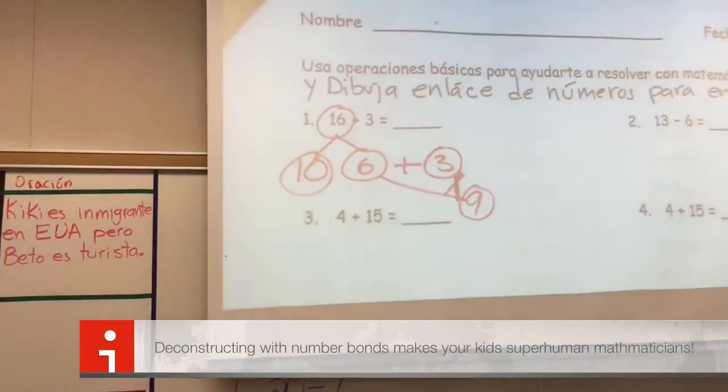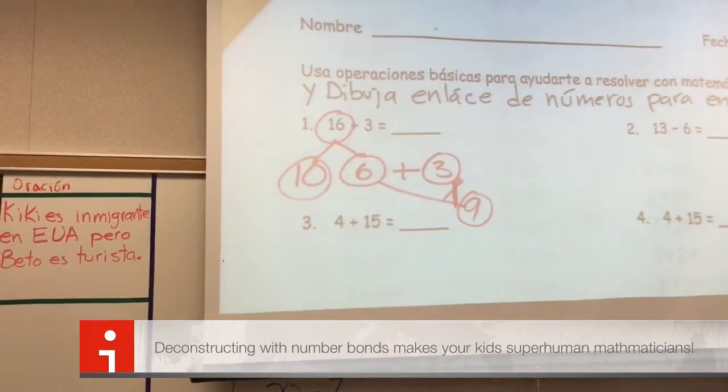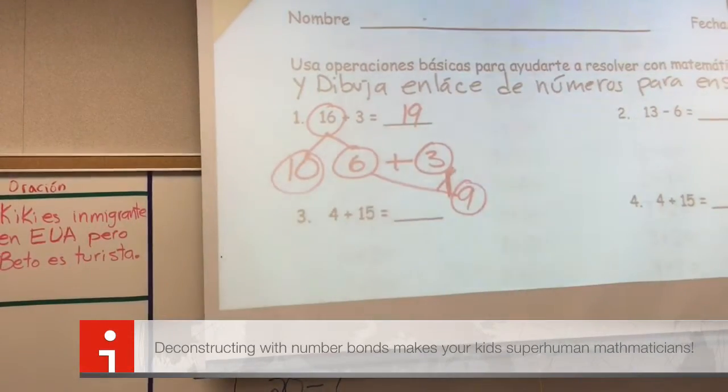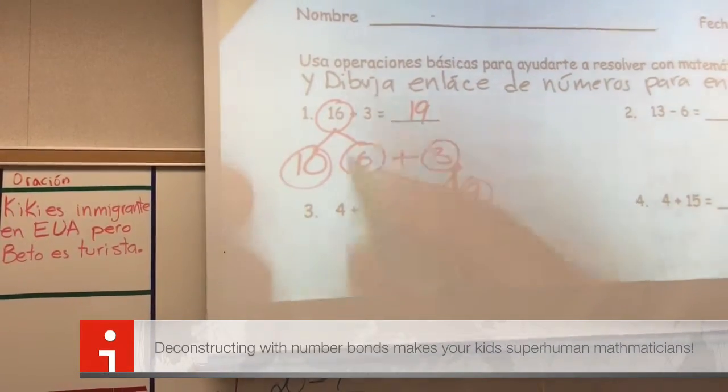Any number in the world that you have adding 10 should be easy. And that's what we do in second grade. So the answer is 19. Bam. And that's what the homework should be looking like.